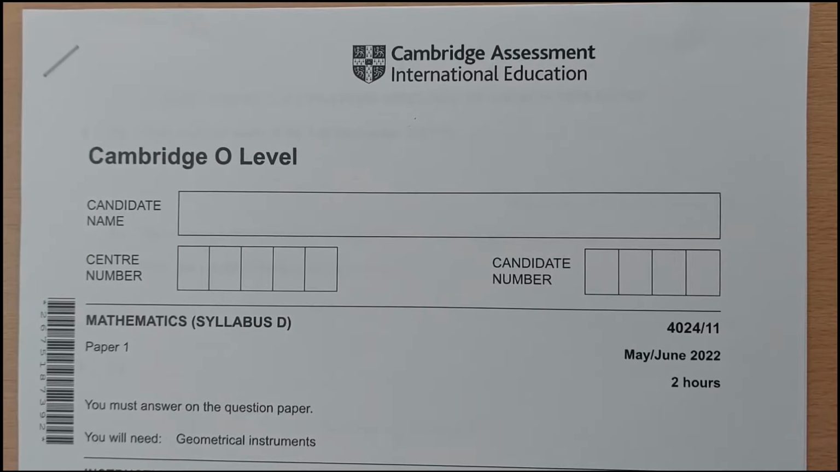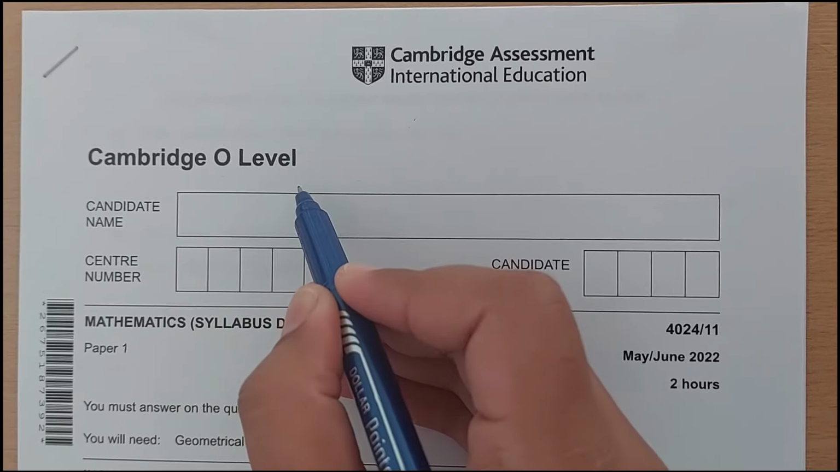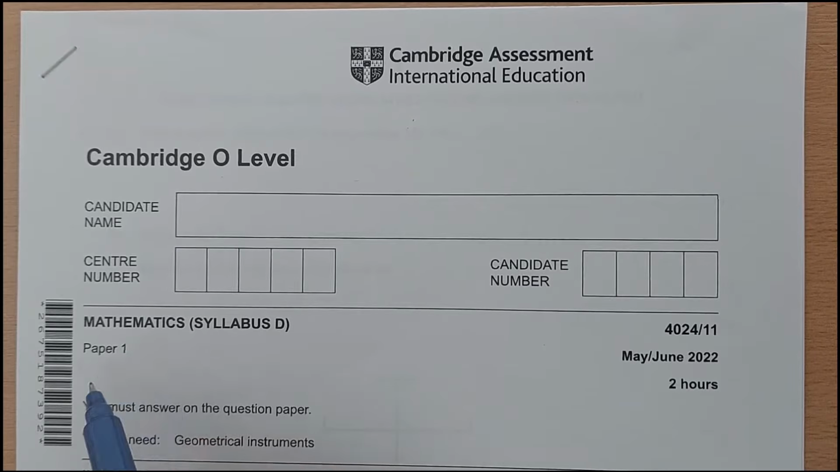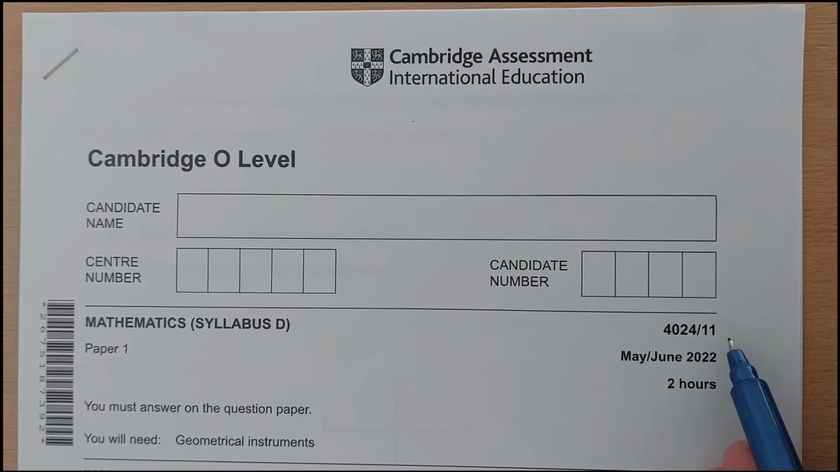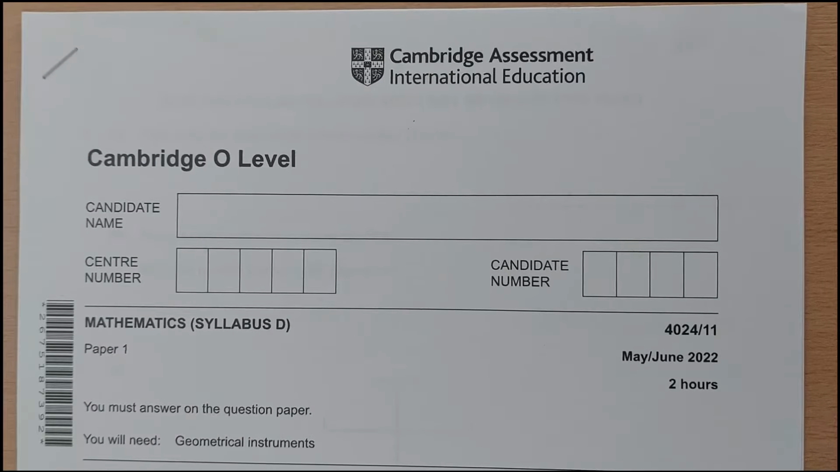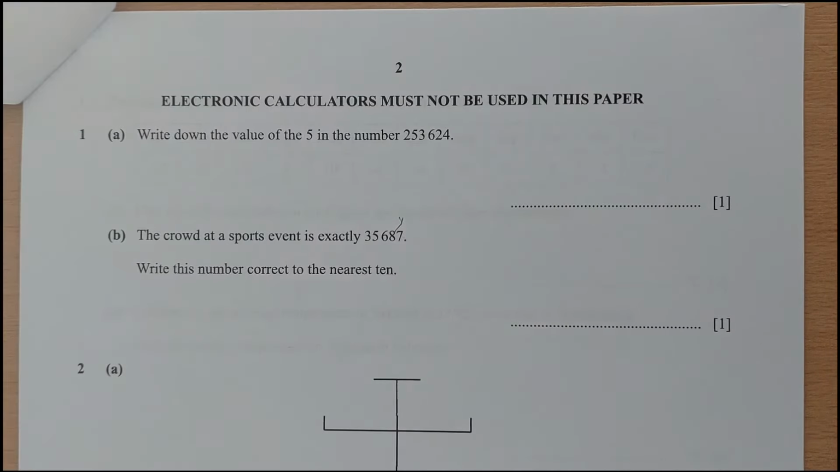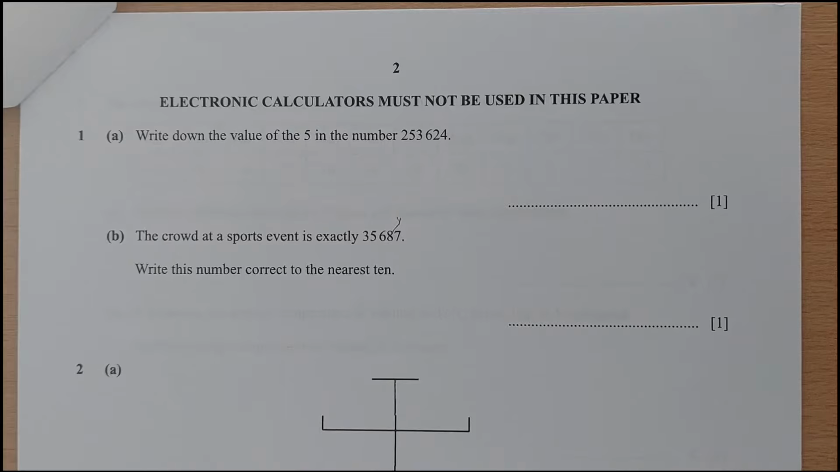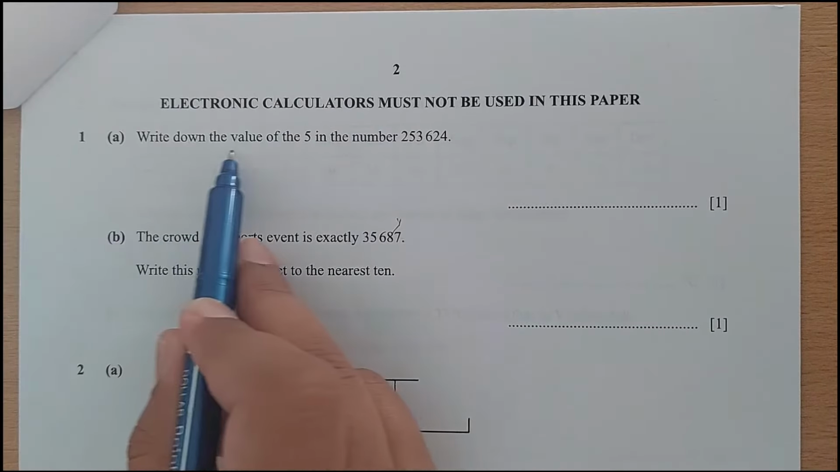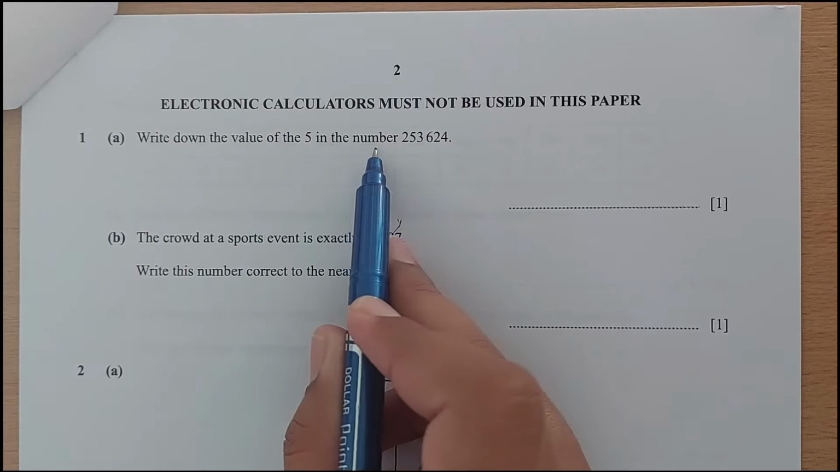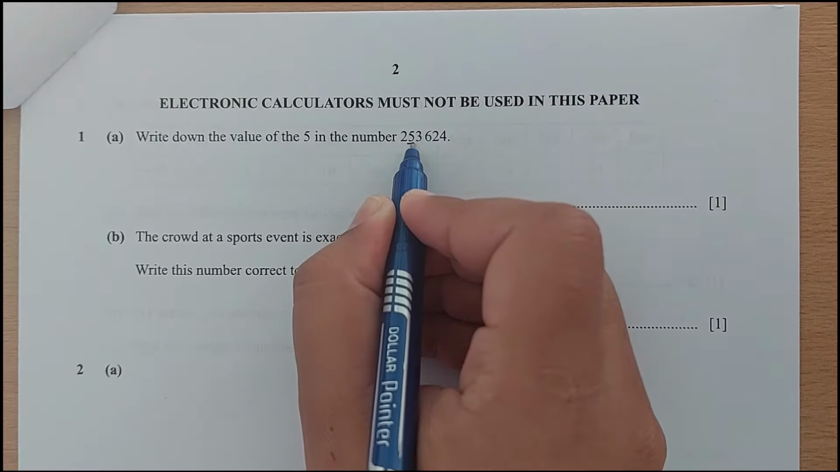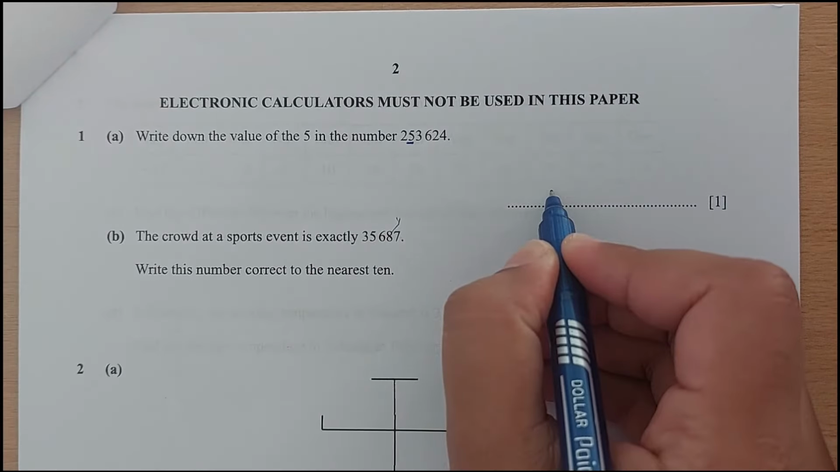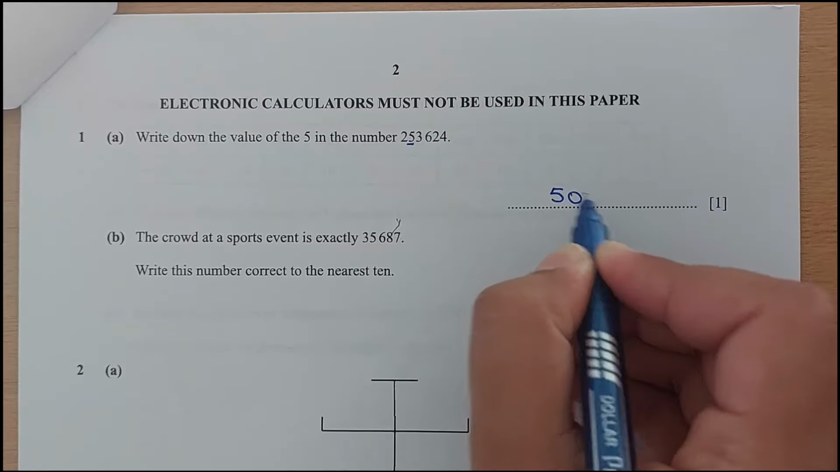Hi everyone, in this video we are going to solve O-Levels Mathematics Paper 1 in the session May-June 2022, Paper 1-1. So let's begin with the first question. In question number 1, A part, write down the value of 5 in the number. Okay, so here we have 5. So the value of 5 is basically 50,000.